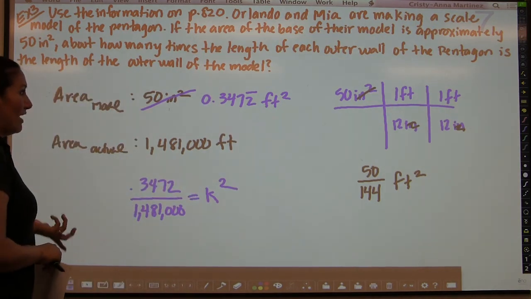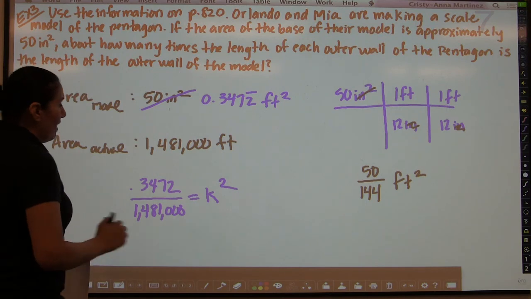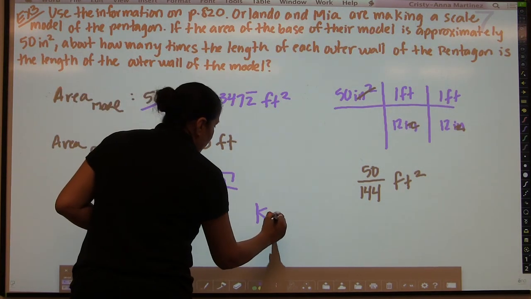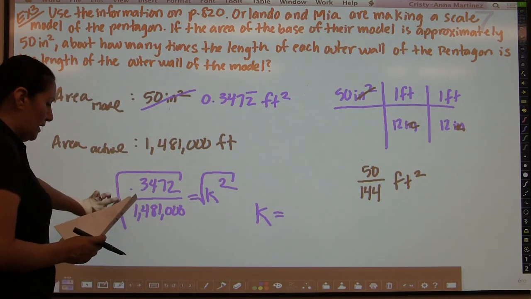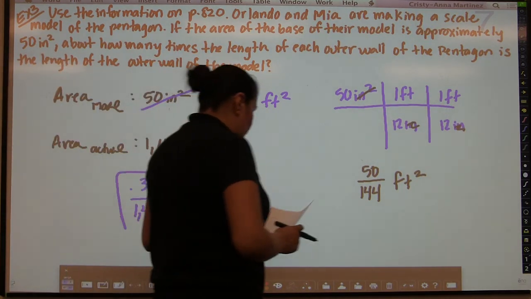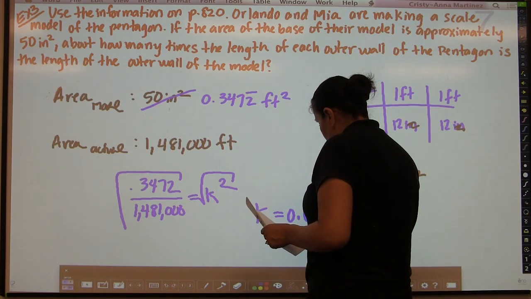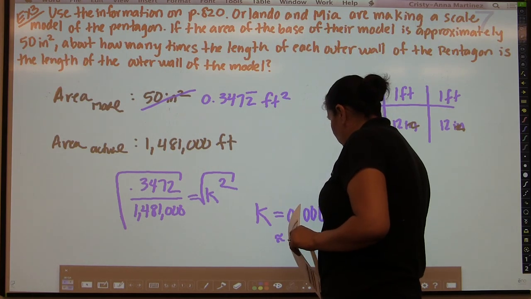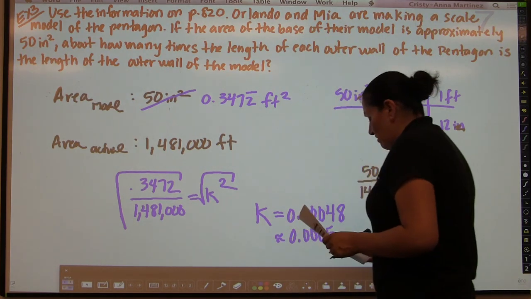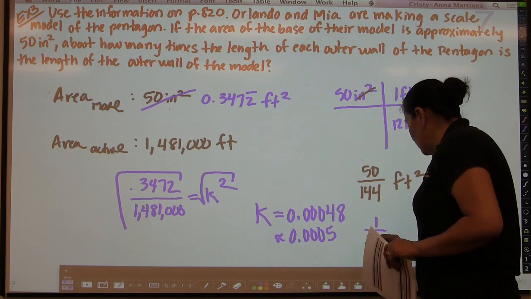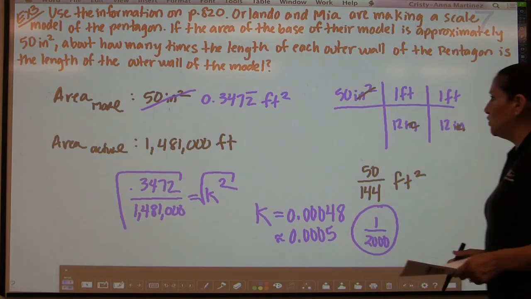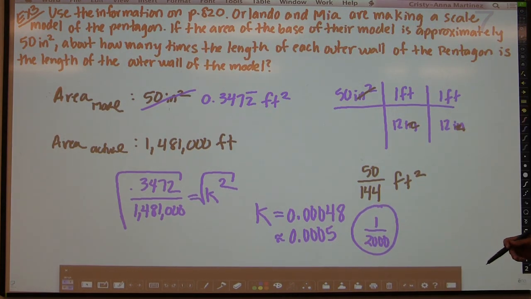But we don't want the scale factor squared, we want just the scale factor, so we're going to square root. So our final answer is going to be k equal to the square root of this guy here, and I've already calculated that to be 0.00048, or you can round that up to 0.0005, and that is roughly basically 1/2000th. All right, so our final answer there is 1/2000th times the length. So that answers that question.